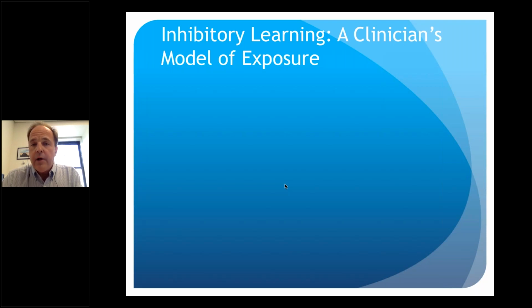So this is my personal viewpoint, that the inhibitory learning model is a clinician's model of exposure. As we will see in a moment, and I'm going to try to make the case, in essence, the different elements that are part of the inhibitory learning perspective are things that a lot of clinicians might have already been doing. And what's nice about this is it organizes it and structures it in such a way that clinicians can be a little bit more strategic in how they do things that they probably are already doing.